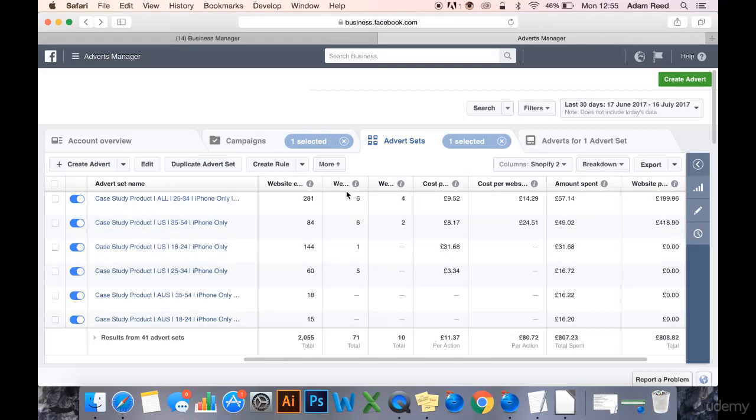This one we've had an add to basket. This is my add to basket column, but it's cost us £31 to get that add to basket. So we're going to kill this as well.